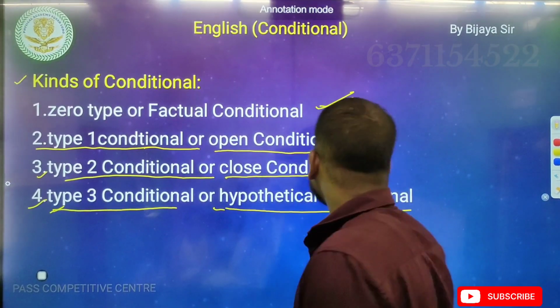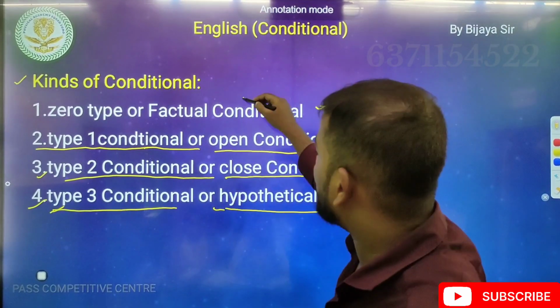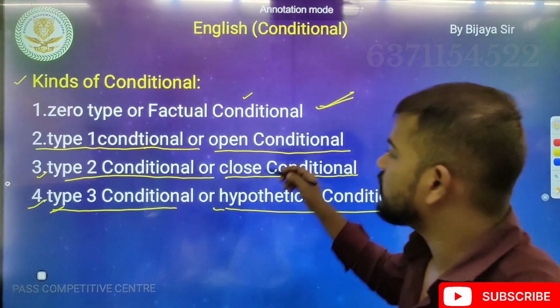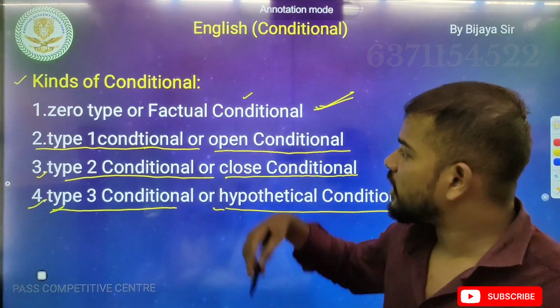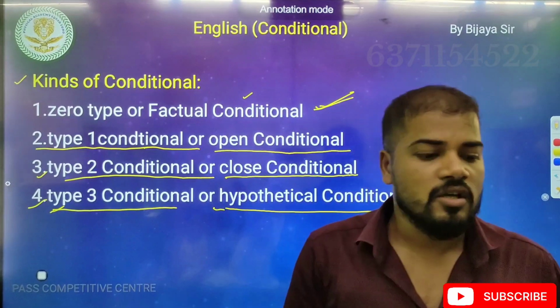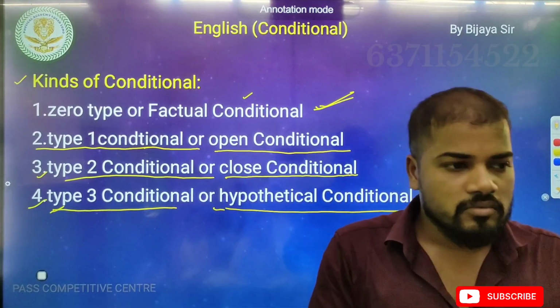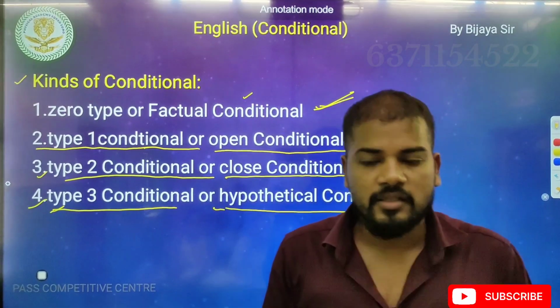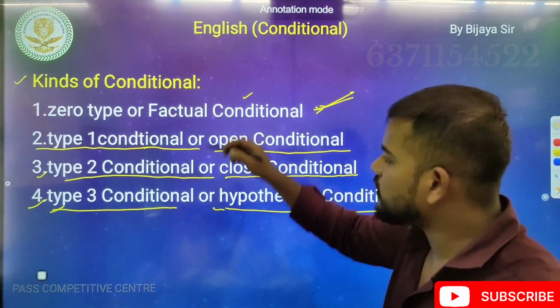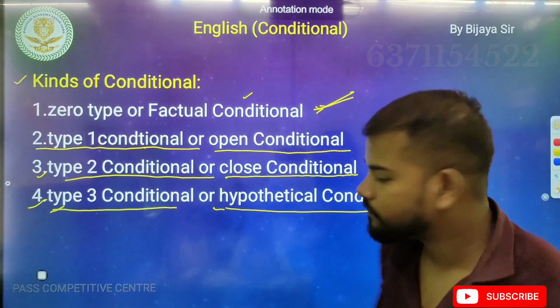Now we will read one by one thoroughly, dear students. We will first read zero type conditional, which is known as factual conditional, which represents a fact like scientific truth or general fact. That kind of conditional is known as factual conditional.